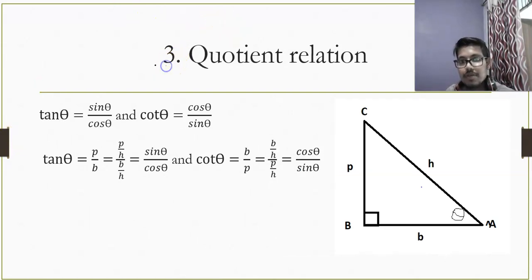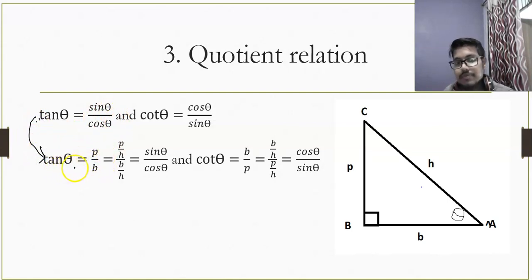Now from the third point, we will talk about the quotient relation. So there are 2 points, tan theta and cot theta. We will talk about how these two angles are derived from sin theta and cos theta. Tan theta equals sin theta upon cos theta and cot theta equals cos theta upon sin theta. Let us derive how tan theta is sin theta upon cos theta.